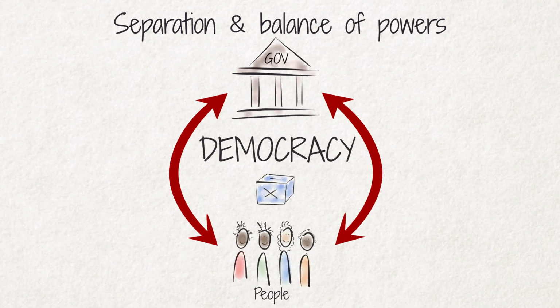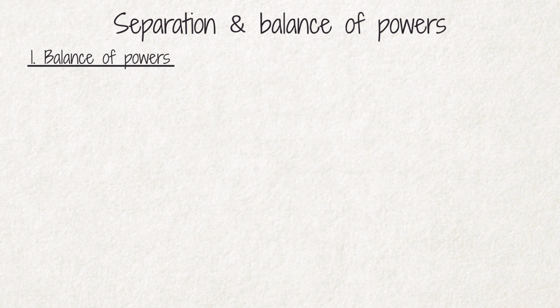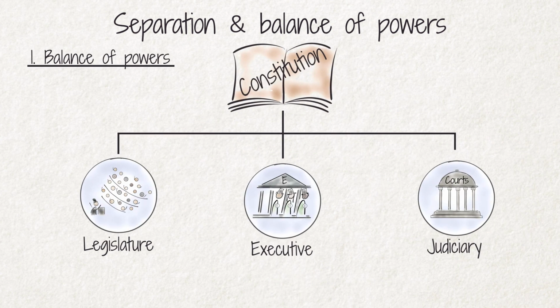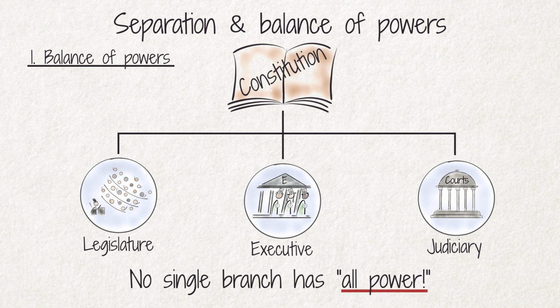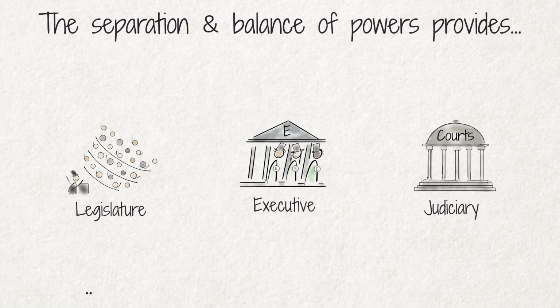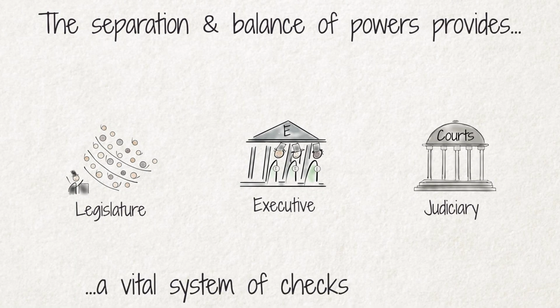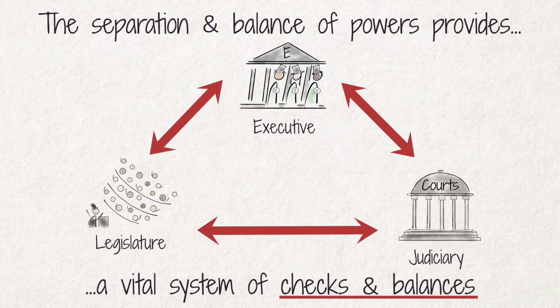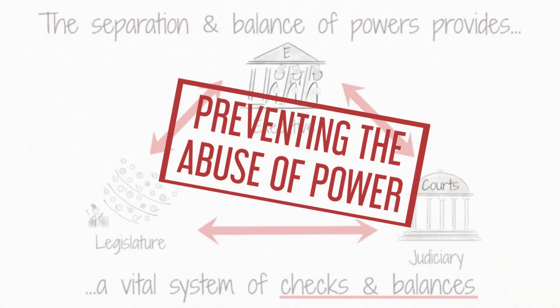Democracies are not only characterized by the separation, but also by the balance of powers. Balance aims to ensure that no single branch of government has all power. In other words, the separation and balance of powers provides a vital system of checks and balances. The three branches control each other and ensure that power is shared. The main purpose is to prevent the abuse of power.